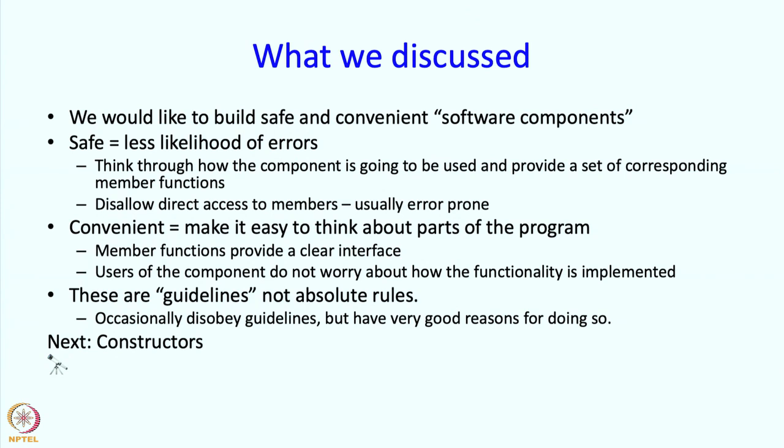So, what have we discussed so far in this segment? We have said that we would like to build safe and convenient software components. Safe means less likelihood of errors. Basically, this means think through how the component is going to be used and provide a set of corresponding member functions. And we will see that we can even disallow direct access to members. The idea behind this is that usually such access is likely to be error prone. We want our objects to be convenient in the following sense, that they make it easy to think about parts of the program. So, member functions should provide a very clear interface. The users of the components should not worry about how the functionality is implemented. The component should be designed so that they do not need to look inside. So, there should be a very nicely designed control panel, so to say.